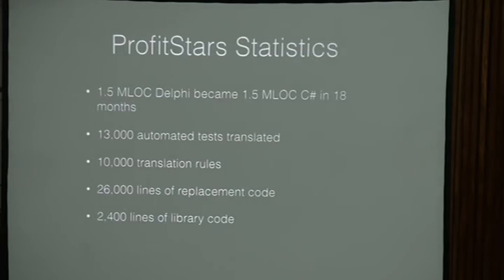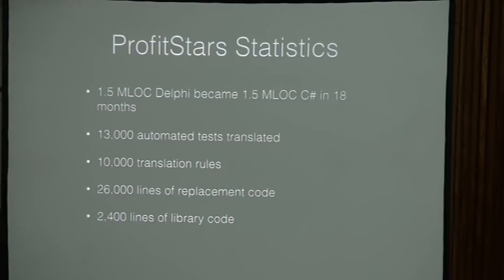So after basically 1.5 years of this project, we were able to get the program good enough that it could convert their program into C#. Essentially 1.5 million lines of Delphi became 1.5 million lines of C#, plus or minus a few lines. They had 13,000 automated tests in Delphi, and we converted all those into unit tests in C#. All of them had to run without any errors. We used essentially 10,000 transformation rules. So that's what we did in our year and a half, was build up that database.